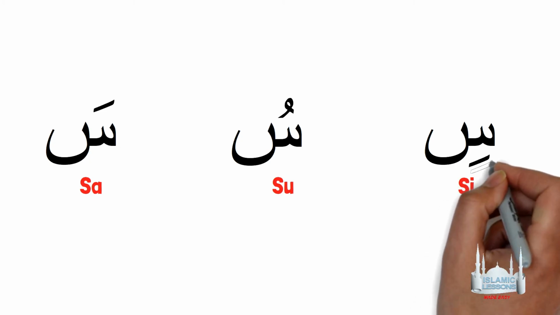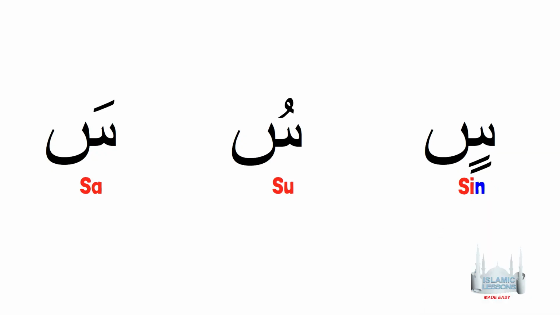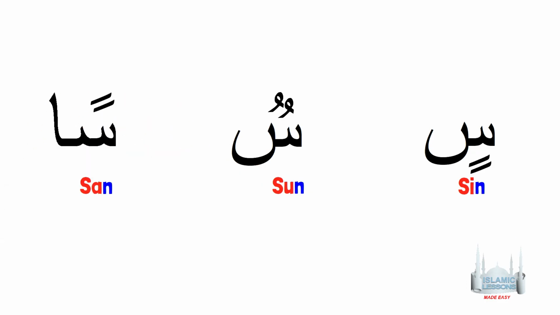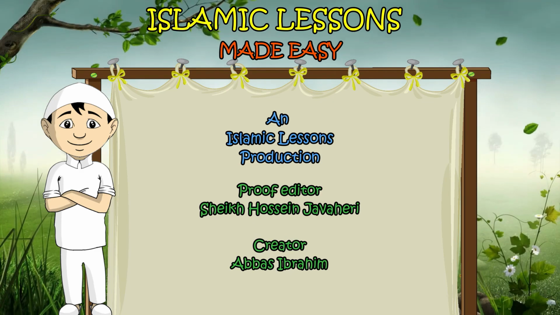Now with two kasras it becomes sin. With two dhammas it becomes sun. And with two fathas it becomes san. And this is how it is written because it has two fathas. Practice some more examples to get familiar with this rule.